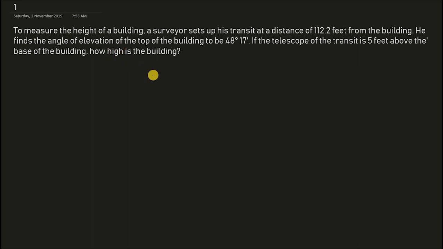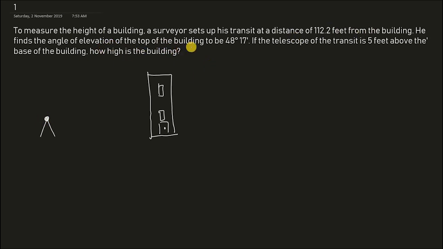Example here. To measure the height of a building, a surveyor sets up his transit. So, yun po yung kung nakikita niyo yung mga naka-reflector na may hawak na parang may telescope, yun po yun. So, nag-set up po sila doon sa distance na 112.2 feet from the building. So, ibig sabihin, kunwari, meron tayong building dito. Let's draw that first. Siguro, ang ganda ng building ko. Okay, so may bintana yan. May bintana. Siyempre, may door. Tsaka doorknob para mabuksan. Alright, so, he finds, meron daw itong telescope. Kunwari, telescope yan.